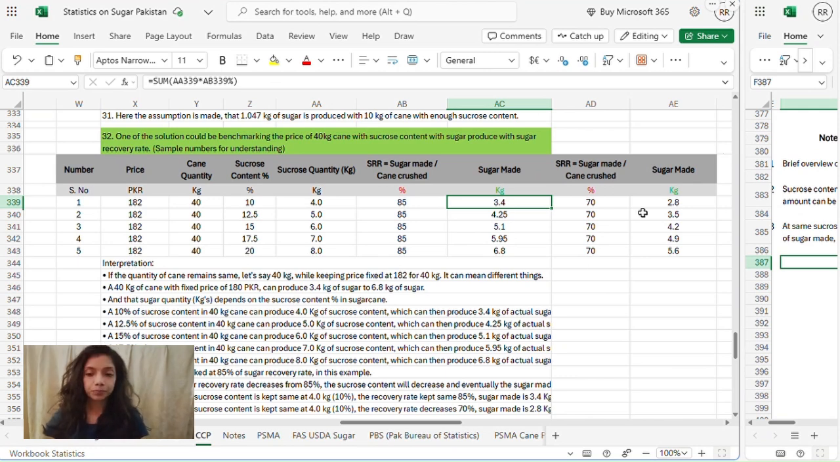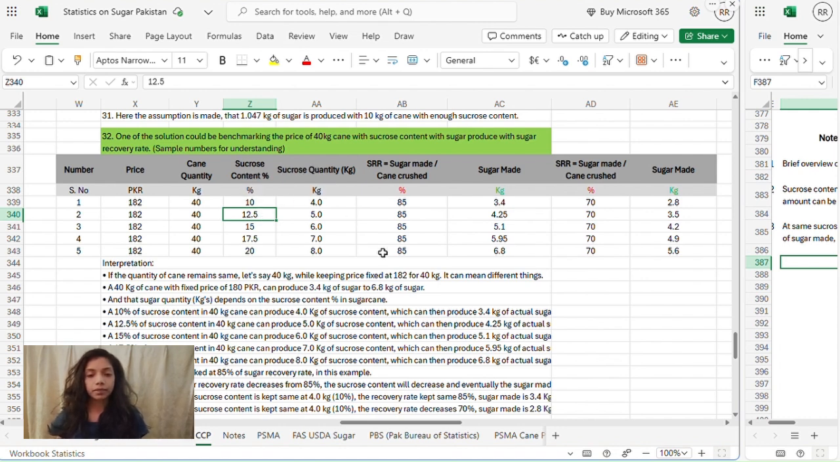Hello. Today I wanted to start this. This is about benchmarking the price of cane, quantity of cane, with the sucrose content percentage in it.